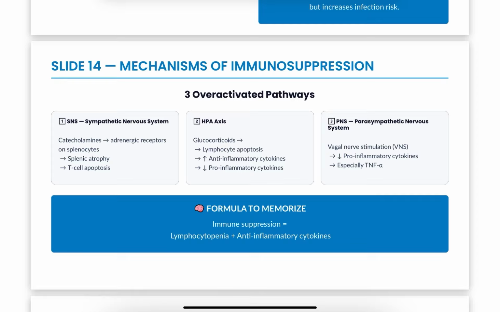So, for example, if you want a simple way to recognize the immunosuppressive state, we need to remember that the lymphocytopenia and the anti-inflammatory cytokines will give me immune suppression. Okay, this one.